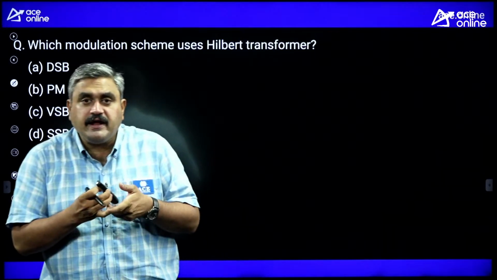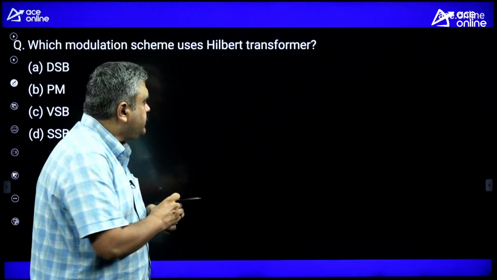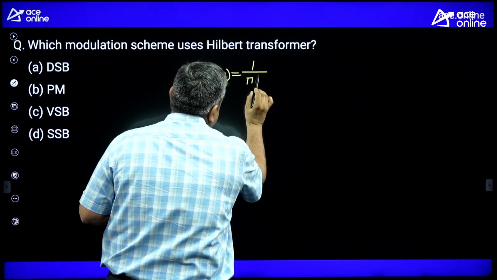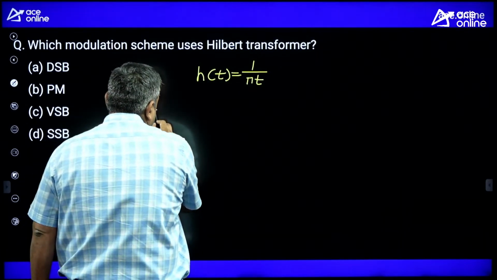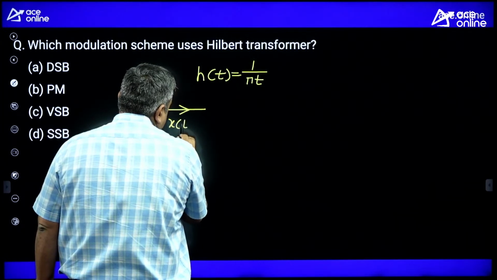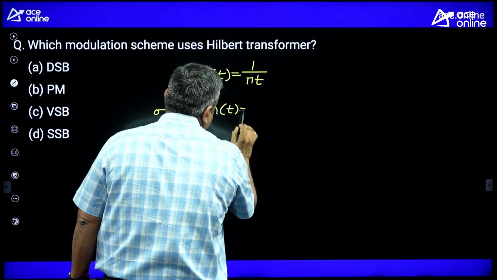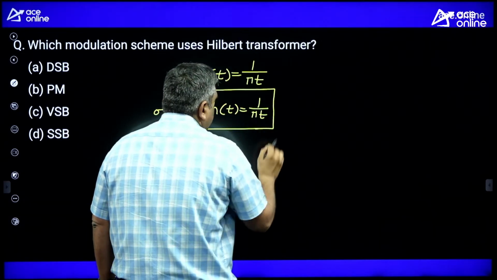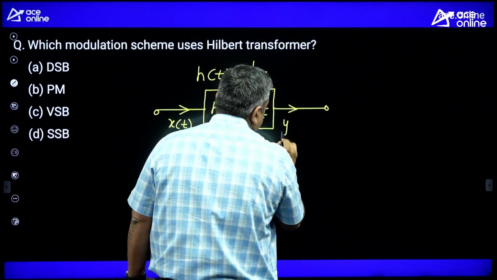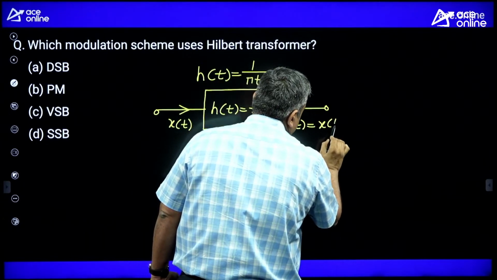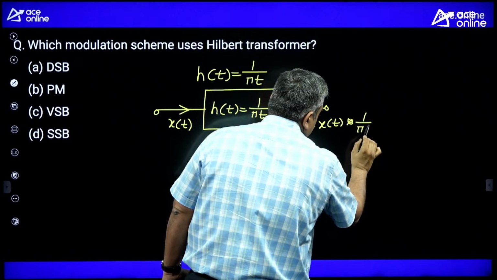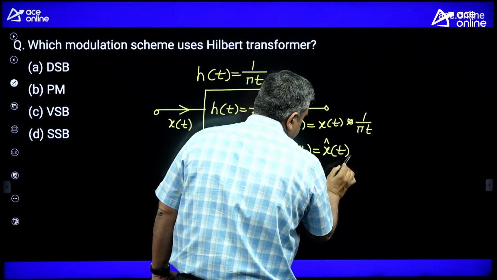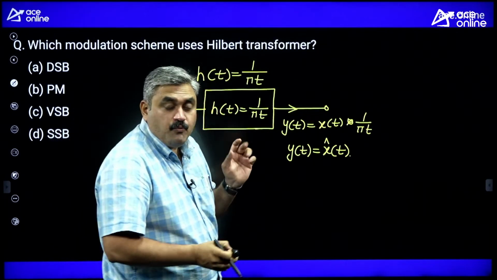Now, Hilbert transformation is a concept from signals and systems. The Hilbert transform has an impulse response h of t given as 1/pi t. Whenever you have a system, if you give input as x of t, and the system's impulse response is 1/pi t, then the output of the system is represented as y of t, which is x of t convolved with 1/pi t. This y of t is expressed as x cap of t. That's all.